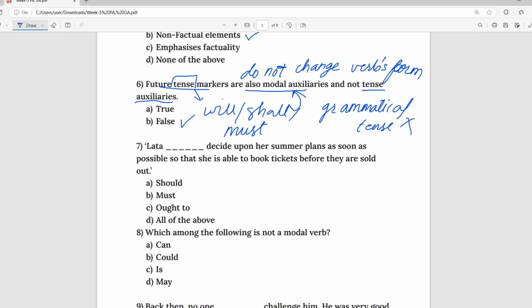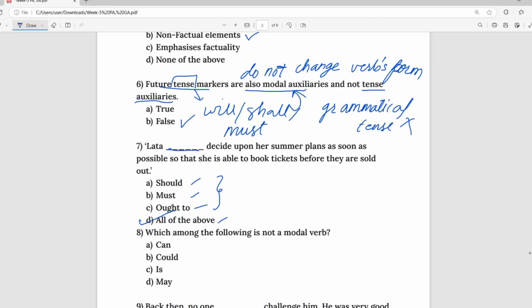Moving ahead, Lata blank decide upon her summer plans as soon as possible so that she is able to book tickets before they are sold out. They are asking which among should, must or ought to will fit in here. And there is also an option as all of the above. Here the answer is all of the above because all three will fit in here. But there might be little change in nuances.